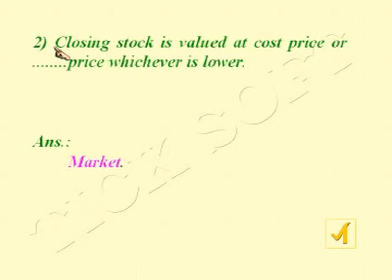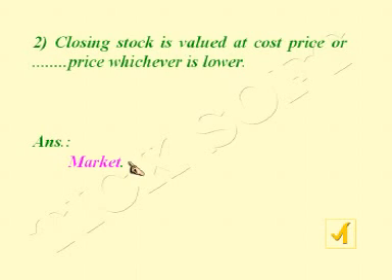Second question. Closing stock is valued at cost price or dash price, whichever is lower. Answer is market price. So always we have to evaluate the value of closing stock at the lowest price. That is the conservatism. That means always playing on the safer side. So the businessman has to record all the assets at the lowest value. That is a basic concept.